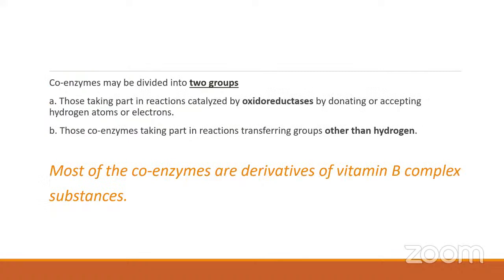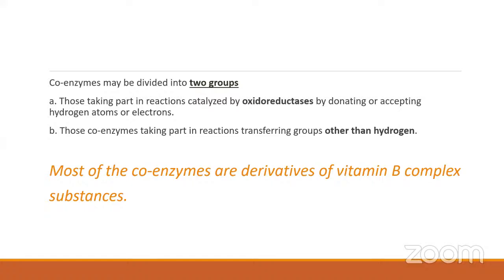These coenzymes can be divided into two groups, and most of the coenzymes are derivatives of vitamin B complex substances. What are vitamin B complex? It's chemistry. You will all learn in your future classes. So just remember this: these coenzymes are derivatives of vitamin B complex substances. So they can be divided into two groups.